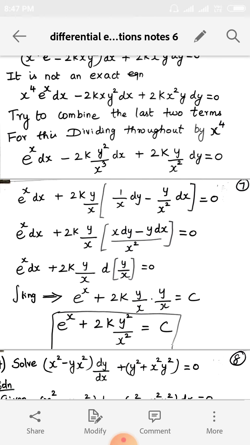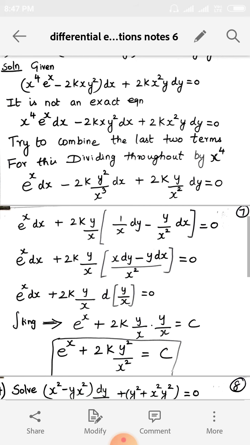Next, we have to combine the last two terms. So e power x into dx plus, take the last two terms, that is the second term and third term, take 2k y by x outside. Then first write the dy term. So we get 1 by x into dy minus, write the dx term, y by x square into dx is equal to 0. Listen to the steps carefully.